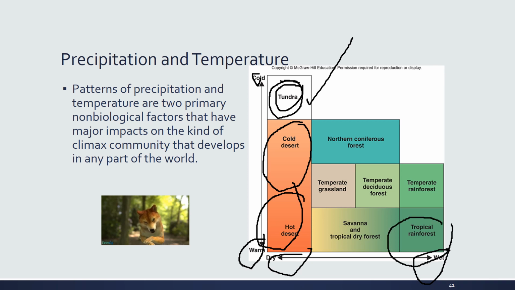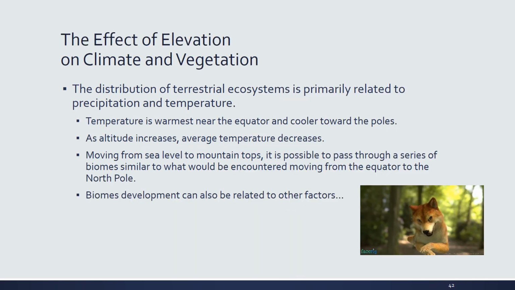And then if you're wet and warm, you have what's called a tropical rainforest, which is very typical of equatorial Africa, Asia, and South Central America. So a biome is a categorization of how we break down the world into separate little growing entities.